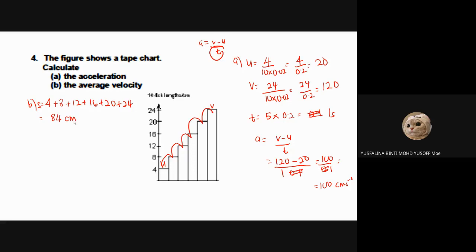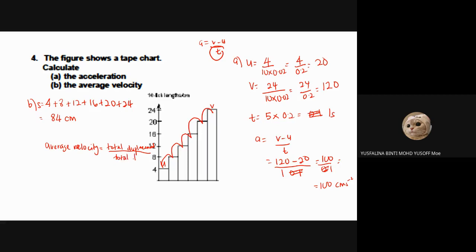And then you have to find the total time. For the total time for average velocity, this is velocity, not acceleration. For acceleration, you find the time interval, so that's why you have to jump. For this one, what is the formula for average velocity? Anyone know? Average velocity is total displacement divided by total time.